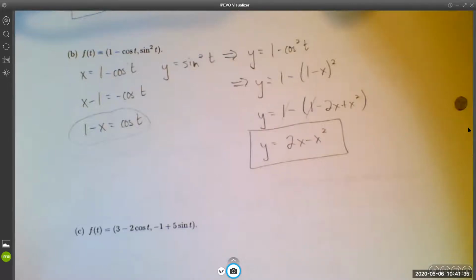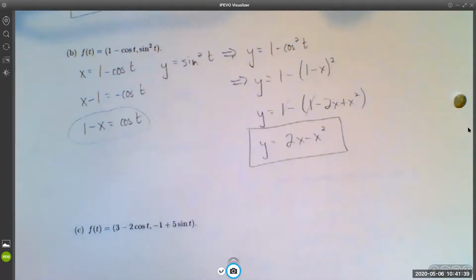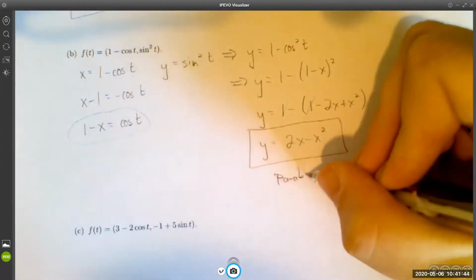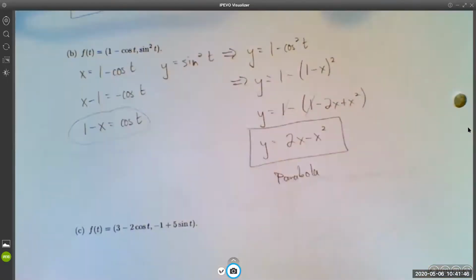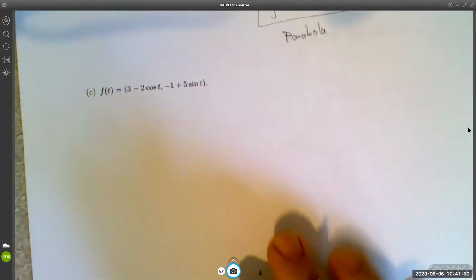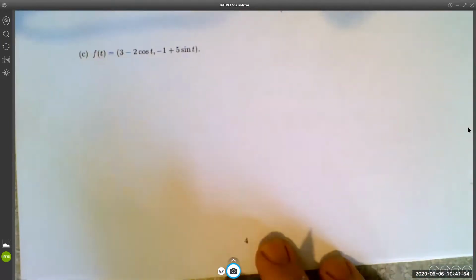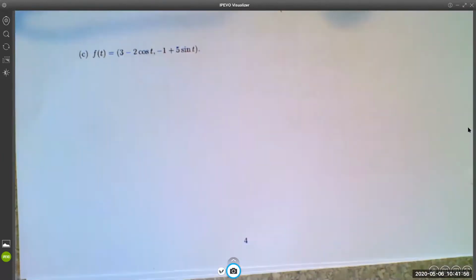Okay, so there's that one. Oh, so I guess I should write down, this is a parabola, since we were supposed to identify the curve. Okay, so that's that one. And then part C. Oh, that looks a little rough. I don't know. Maybe not. Give the video a pause. See if you can work it out. I'm going to sit here and try to figure out how I'm going to do it.